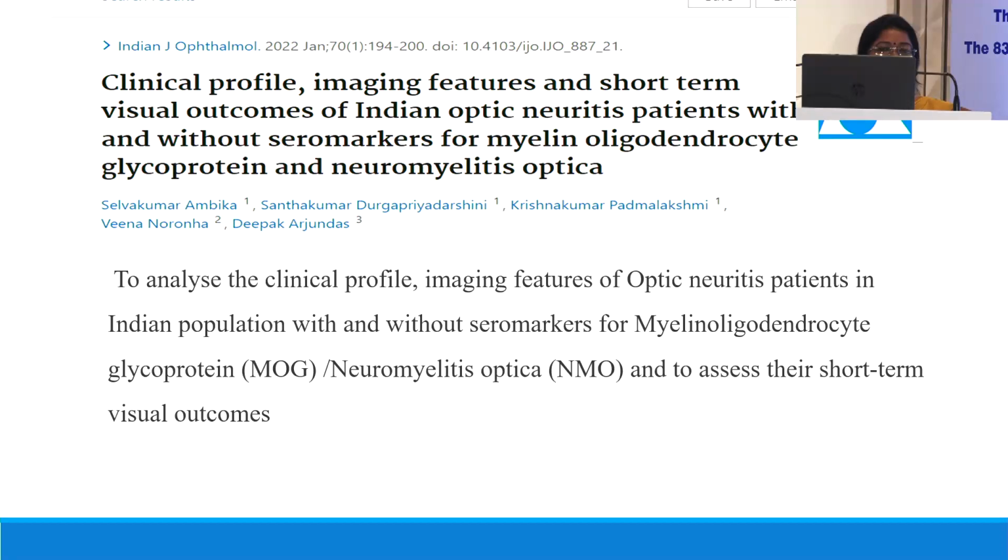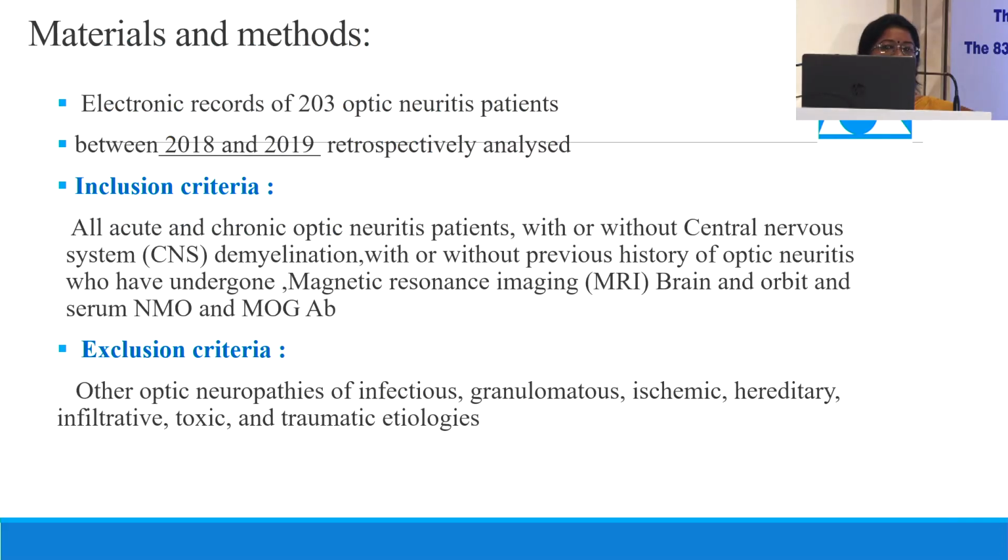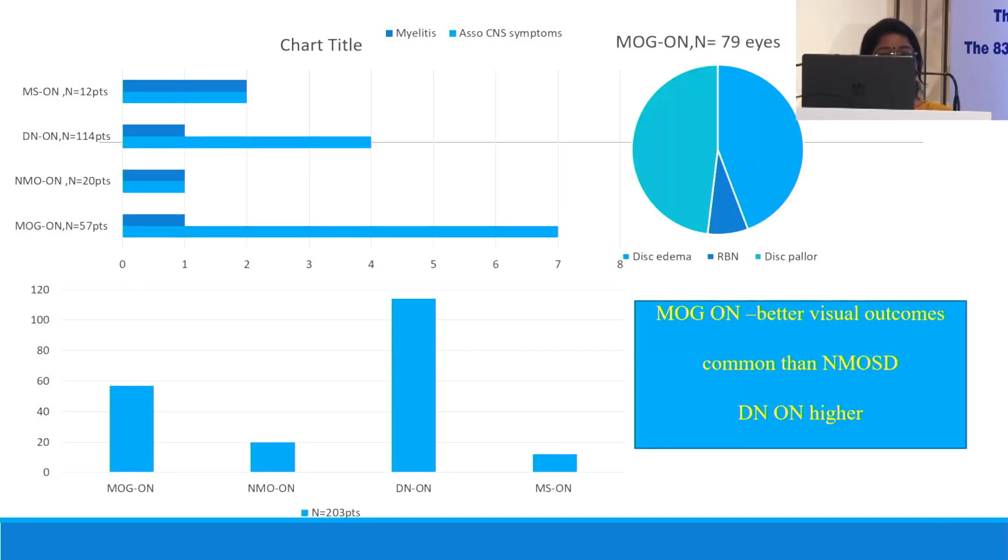And we tried to analyze our population in our center, looking at all the optic neuritis with and without seromarkers. We compared their clinical behavior, and this was retrospective data of 203 patients, and we excluded all other causes of optic neuritis and optic neuropathies. We found that most of our MOG optic neuritis presented with disc edema, and in the analysis, most of them were seronegative. So double negative was high in our group of people, followed by MOG optic neuritis, and then NMO, and MS was very less in our optic neuritis patients.